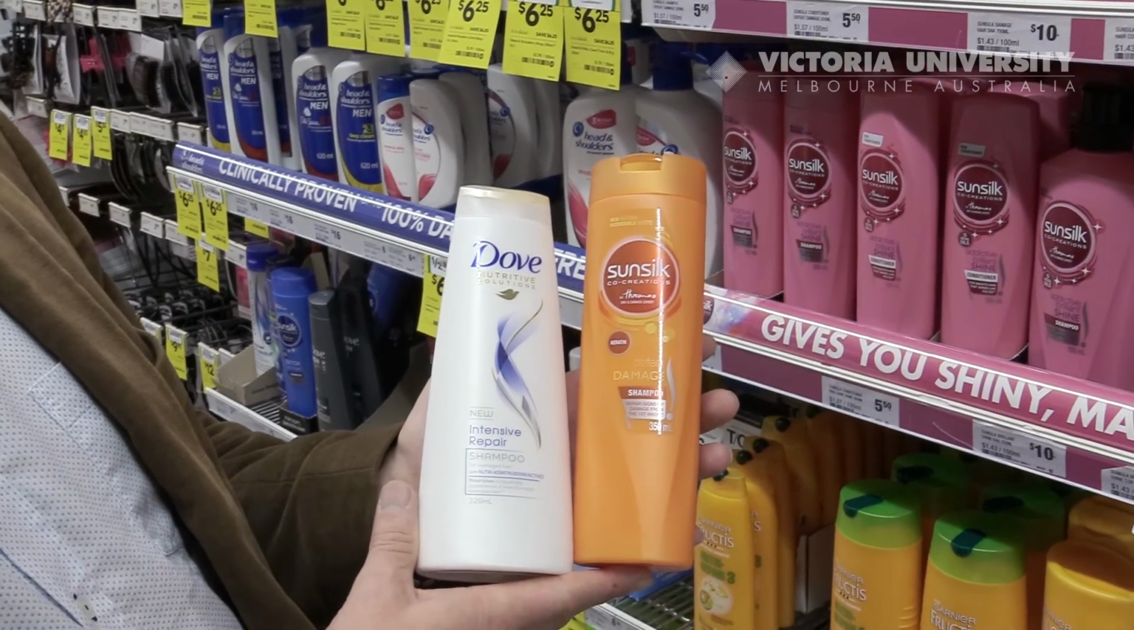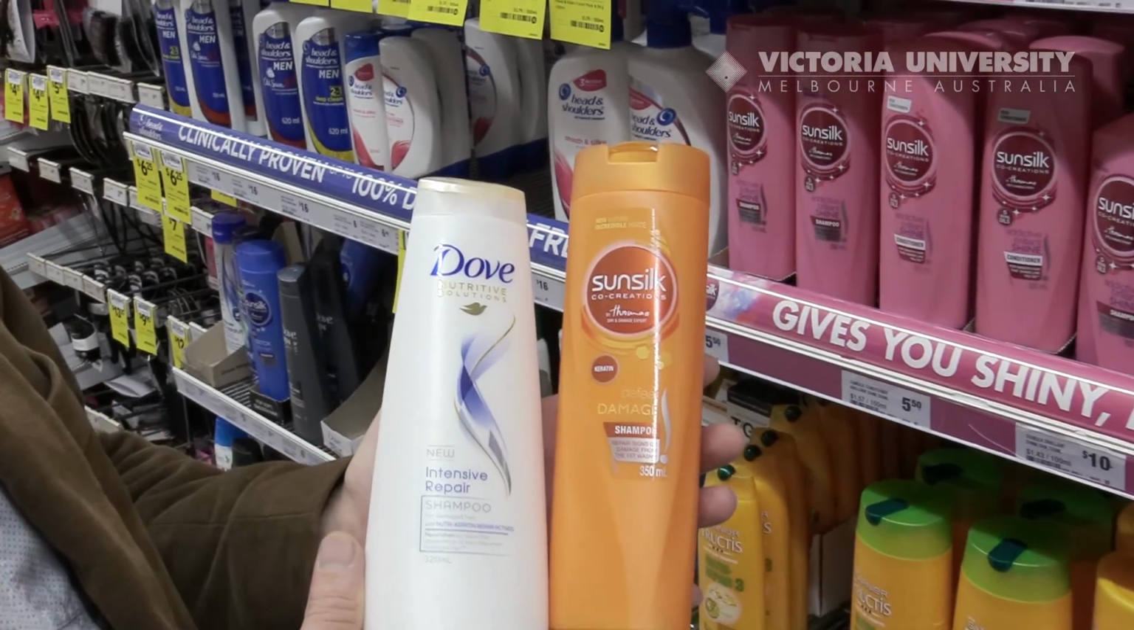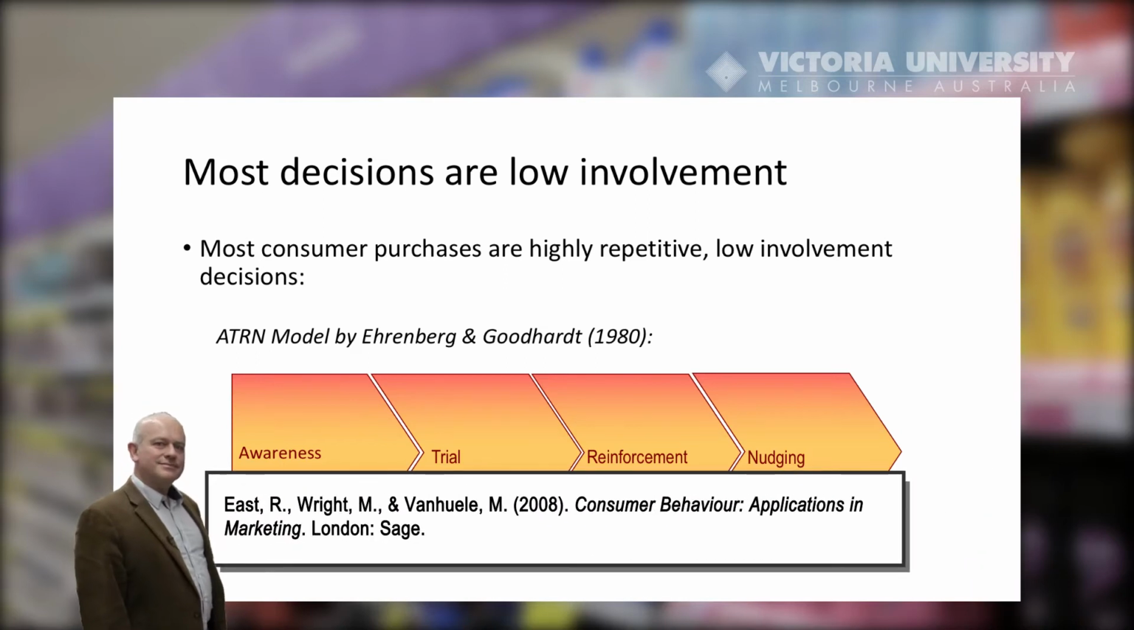So the highly involved model, for example, would assume a consumer is going to compare the attributes of these two repairing shampoos against each other. The low involvement model assumes that consumers don't make very in-depth decisions, and in fact most decisions are habitual in nature. The empirical evidence, however, shows that most decisions by consumers are actually low involvement.